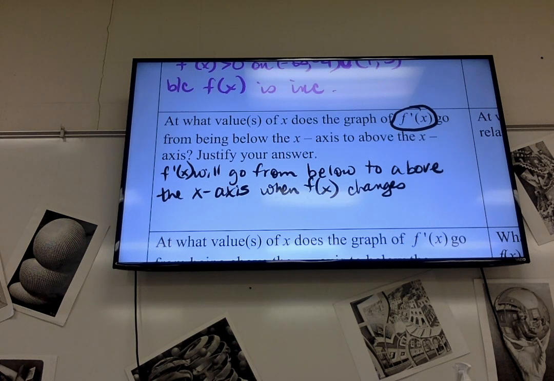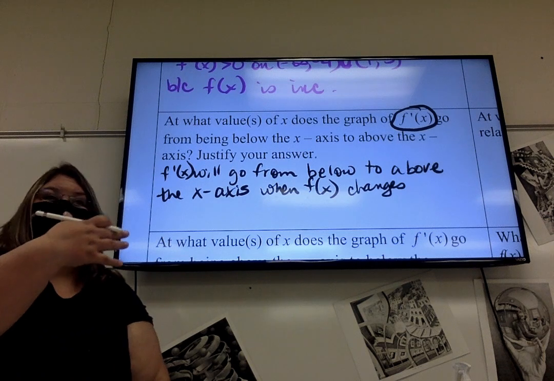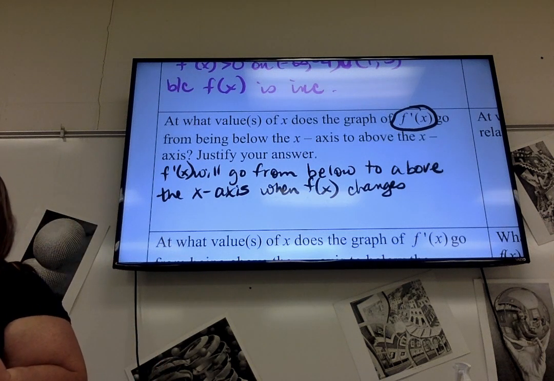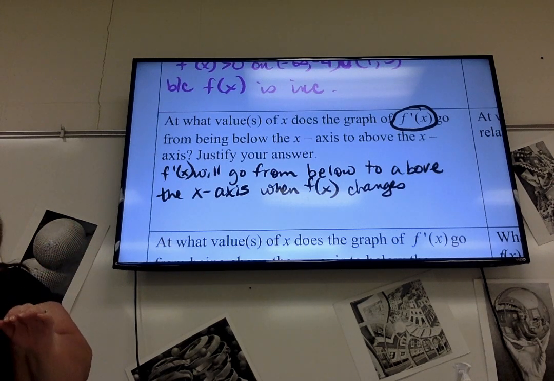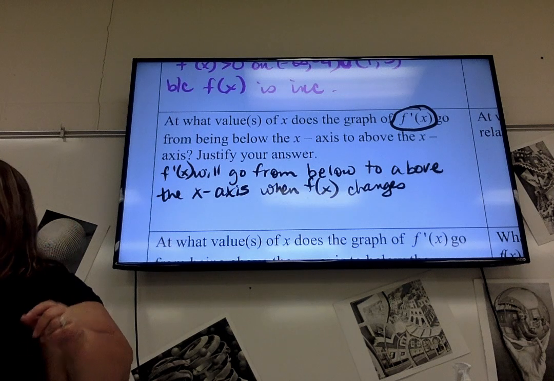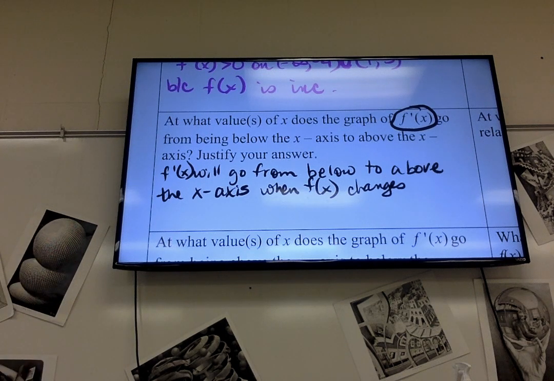So, f prime of x goes from below the x-axis to above when what's happening on the graph? The negative slope, whatever you want. Yeah, when it's going from negative to positive. Very good. So when f of x changes from decreasing, now I'm saying negative, I meant negative slope of a tangent line. Yes. Okay, I was hoping that was what you meant.